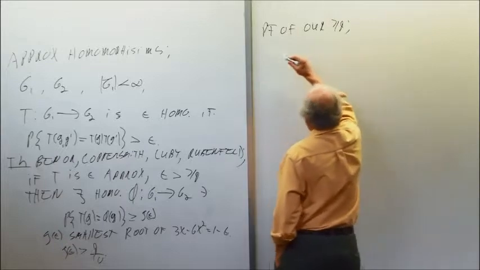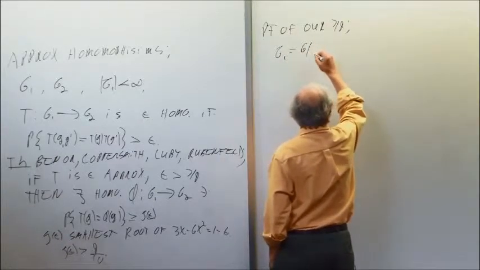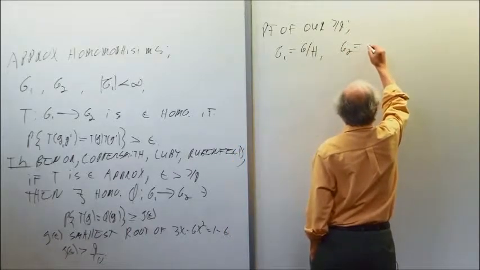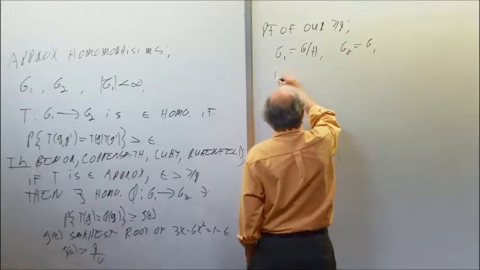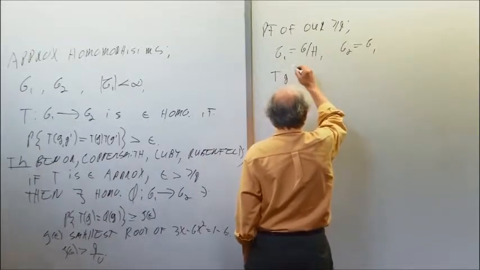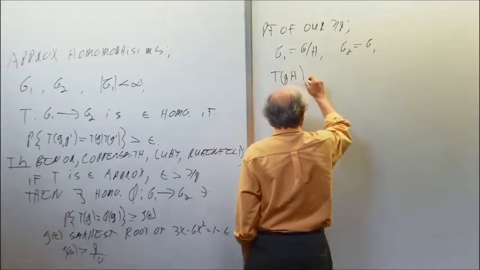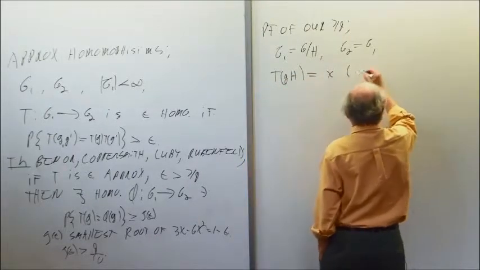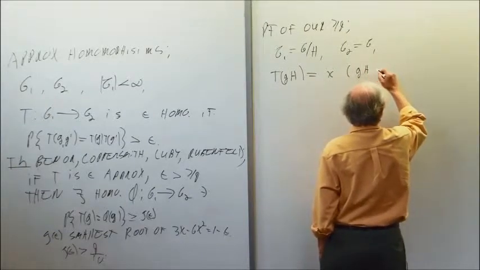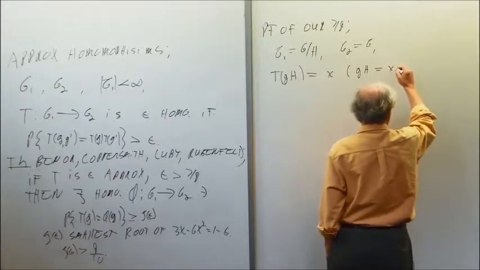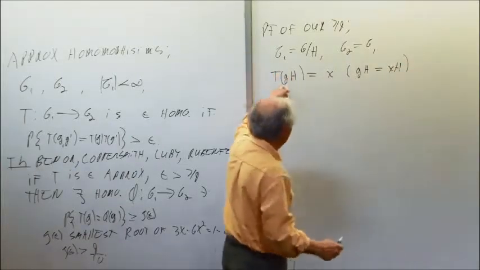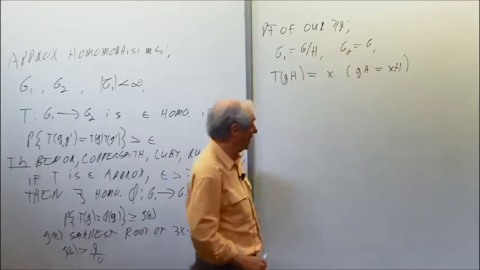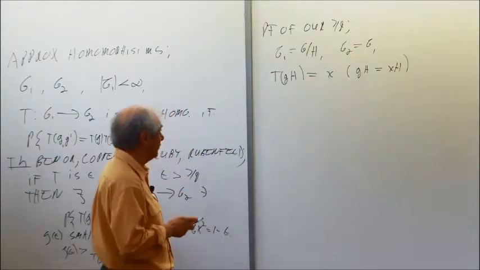Okay, so let's let G1 be G mod H. That's a group. And G2 is equal to G. And let the mapping T of, well, these are cosets, gH, be just equal to x, where gH is equal to xH. So just pick the coset representative. That's an element of G, and that's a perfectly reasonable thing to do.